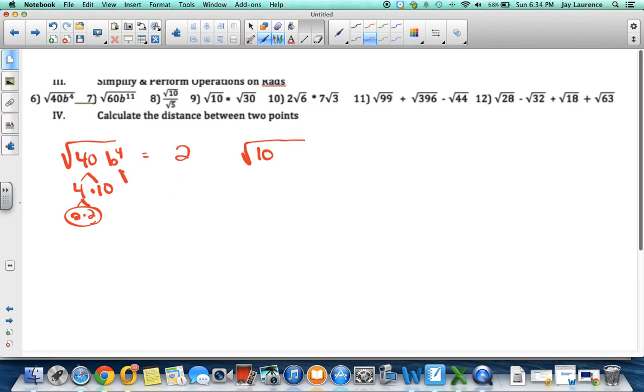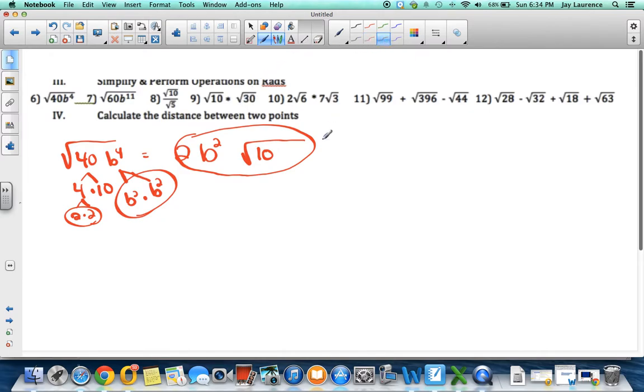Now b to the 4th can break down as b squared times b squared. I can break it down other ways, like b to the 3rd times b to the 1st, but then I don't get any square roots. I don't get any dates. I don't have any matching terms. So these go out on a date. So there's a b squared out front. And there is my answer.